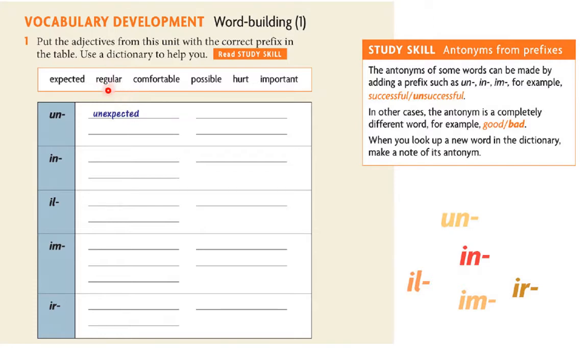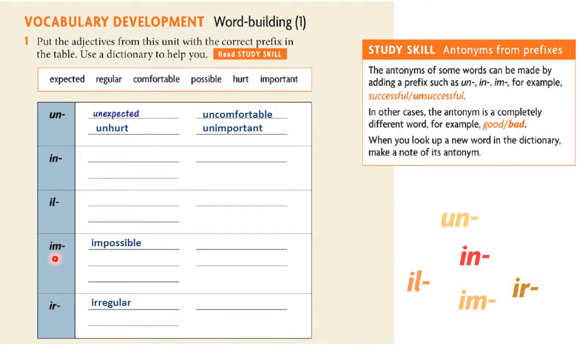Regular. The antonym of regular is irregular. If you don't know the antonym of the word, use a dictionary to help you. Comfortable. The antonym is uncomfortable. Possible. We all know that the antonym is impossible. Hard and hard. Important and important.